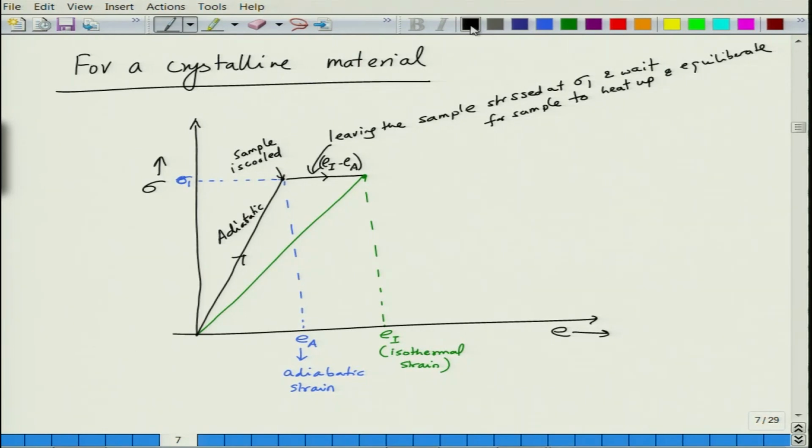Now, the temperature is higher, it is equilibrated, you reached isothermal strain, and when you again get back to the same behavior again. So, this is again adiabatic release of load.